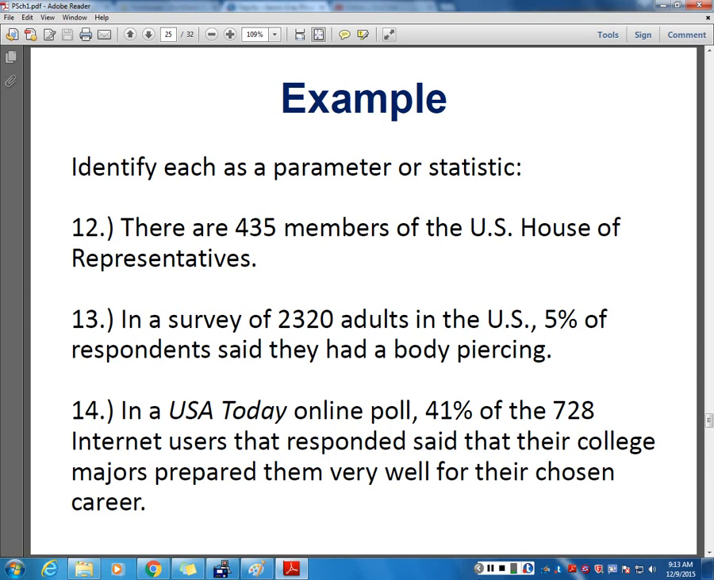And number 14, in a USA Today online poll, 41% of the 728 internet users that responded said that their college majors prepared them very well for their chosen career. All right, the 41% is describing the proportion of the 728 users that responded. Well, there are more than 728 internet users in the world, but we're only talking about those that responded, so that's a sample. 41% is a statistic, so is the 728 because that is the count or the size of the sample. Both of those are statistics.